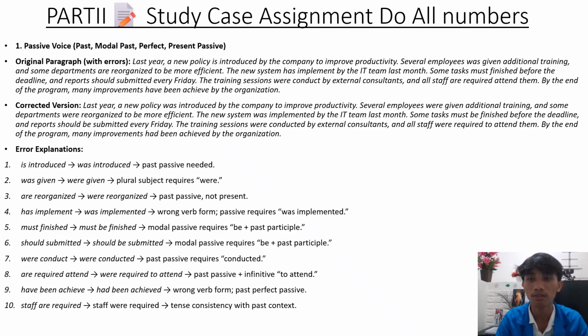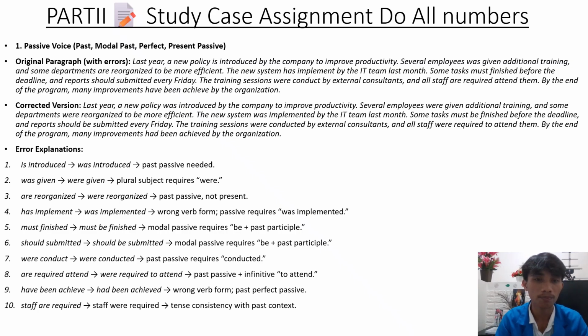Several employees was given additional training, and some departments are reorganized to be more efficient. The new system has implemented by the IT team last month. Some tasks must finish before the deadline and reports should submitted every Friday. The training sessions were conducted by external consultants, and all staff are required to attend them. By the end of the program, many improvements have been achieved by the organization.